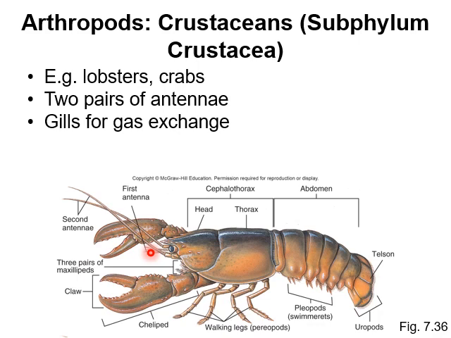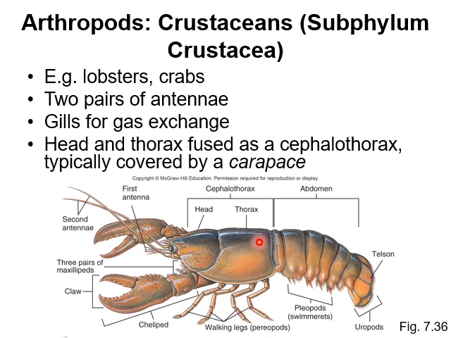In the case of a lobster, the gills are going to be underneath the thorax right here, protected by the thorax. And in a lot of these, the head and the thorax are fused together, right? A lobster, for instance, can't move its head around because the head is attached to the thorax. So it's all one fused thing that is known as the cephalothorax. And this hard part that's covering it is known as the carapace.